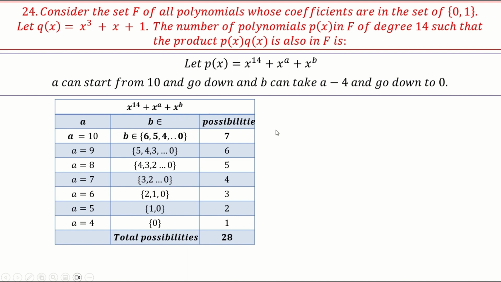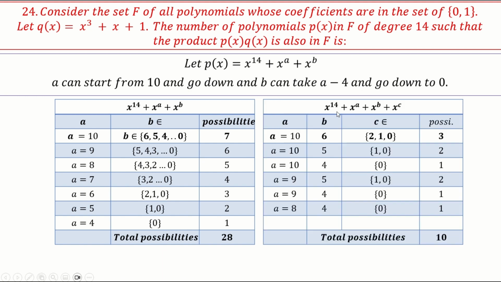So far we have done 3 terms P of x we have calculated. Let's see if fourth one is possible. Okay. So fourth one, if P of x is in the form of x power 14 plus x power A plus x power B plus x power C form. Okay. Now for A equal to 10, B has to be 6, I am fixing. Okay. So C has to start from minus 4, right? So 2, 1, 0. 3 possibilities are there.